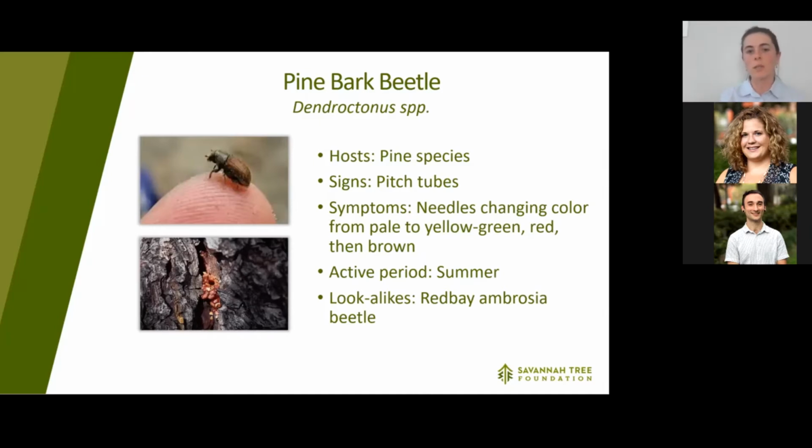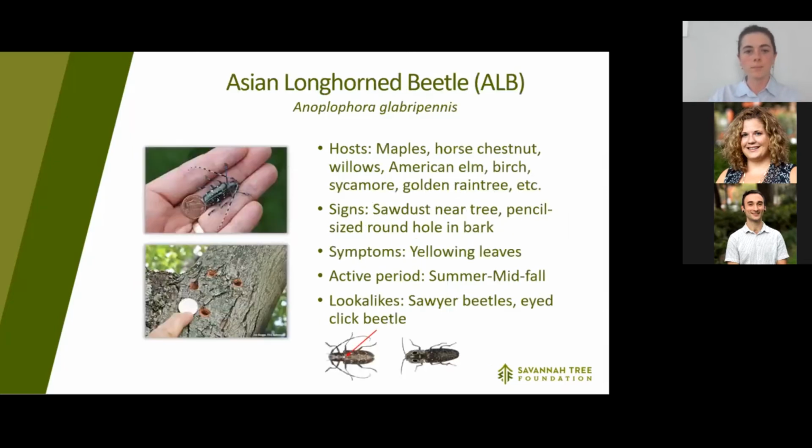And so again, the active period would be summer. I don't think there's too many surprises. Most insects are active in the summer, and a lot of diseases are active all year round. Again, the lookalike would probably be the Redbay Ambrosia beetle, and there are other pretty confusing beetle species out there because there's just a lot of diversity amongst beetles. So the chances that you're going to see a brown beetle are pretty high. The chances that you're going to see a brown beetle that is not Redbay Ambrosia or pine bark beetle are pretty high.